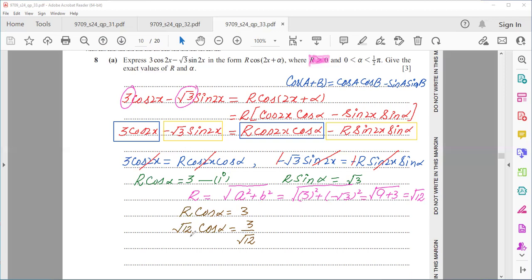When you have to write, you have to write over here. So what's the answer of alpha? The answer of alpha is cos inverse of 3 by root 12.